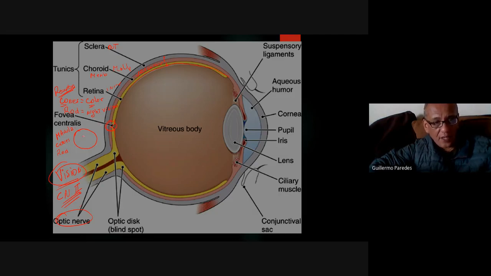But in the center of the macula, we are going to have the fovea. So this is the fovea. The macula is an area where we have higher concentrations of rods and cones, but even more in the center, in the fovea, is where we have the highest number of rods and cones. You okay with that?